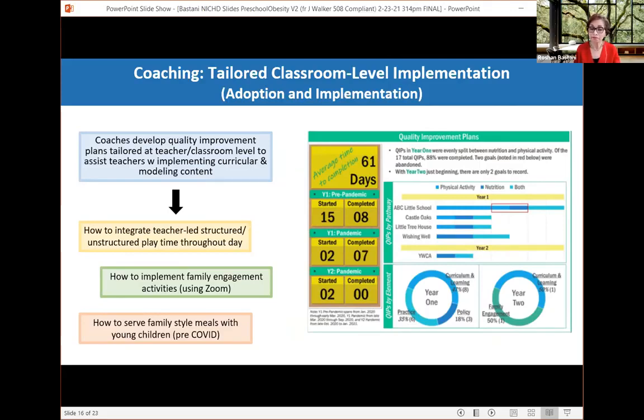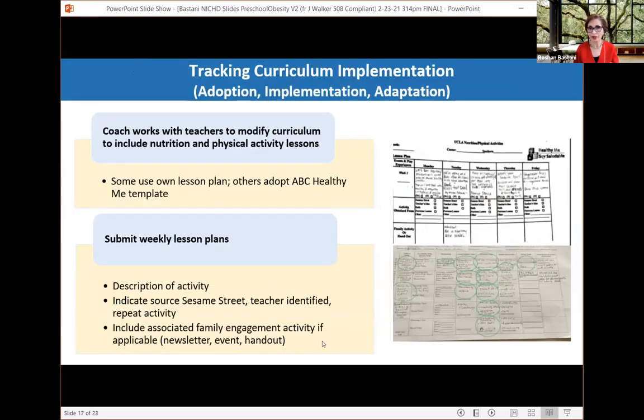Or how do I implement family engagement activities now through Zoom? Before they were doing in person. How do I serve family style meals? Not anymore after COVID. And on the right side, this is how the coaches are documenting what they are doing. So for example, some of the schools are listed here, some of the activities listed here, and this provides rich and detailed implementation information.